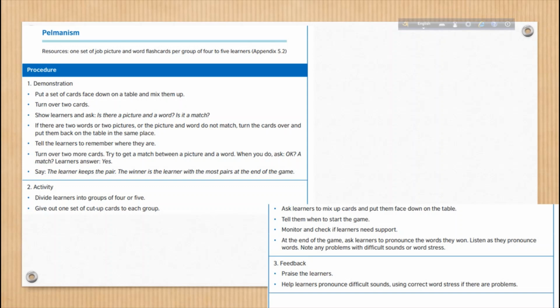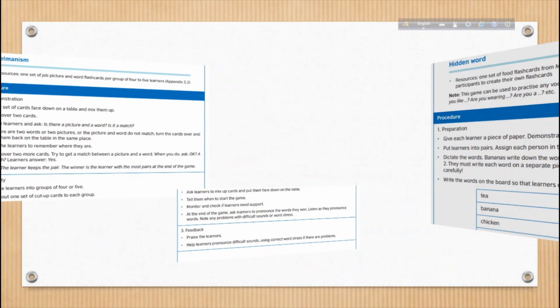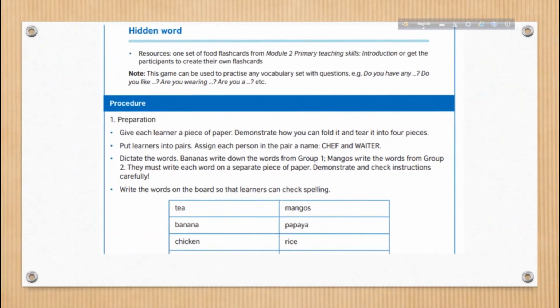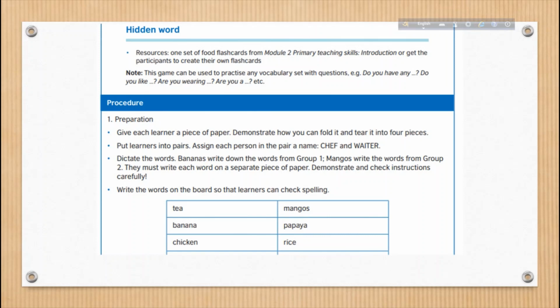Listen as they pronounce words, and note any problems with difficult sounds and word stress. Then give feedback: praise the learners and help them pronounce difficult sounds using correct word stress if they have problems.